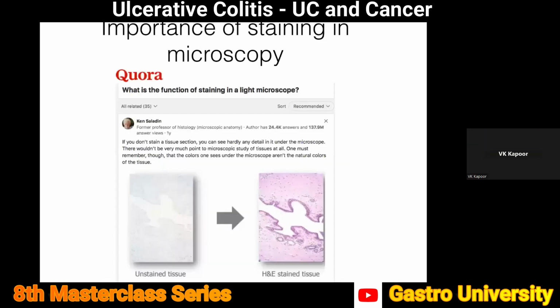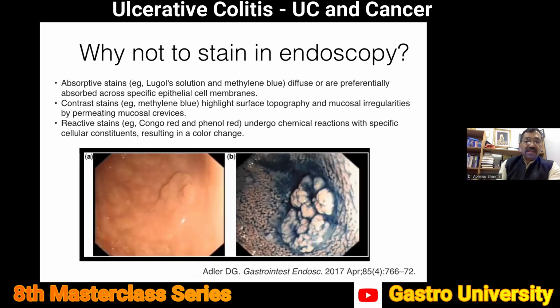Now, somebody asked this question on Quora: what is the function of staining in light microscopy? Well, you can see on the left side, unstained tissue, we can't identify anything. And to study the tissue in detail, we need staining. Same way, if we put stains on this lesion, which was nondescript on white light endoscopy, the lesion stands out very, very well. So we can take a targeted biopsy, and usually the stains are methylene blue or indigo carmine.